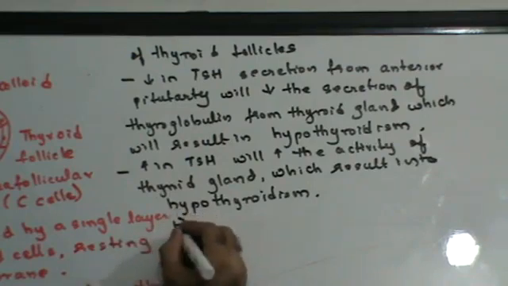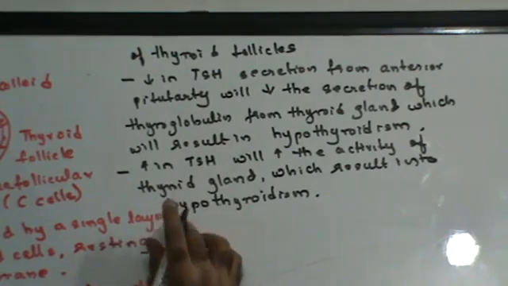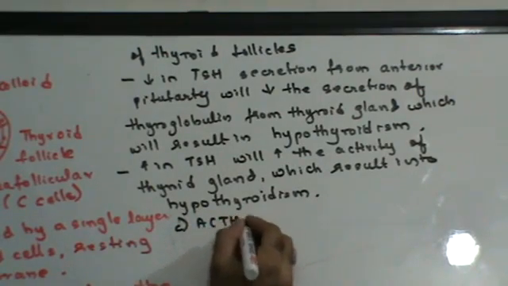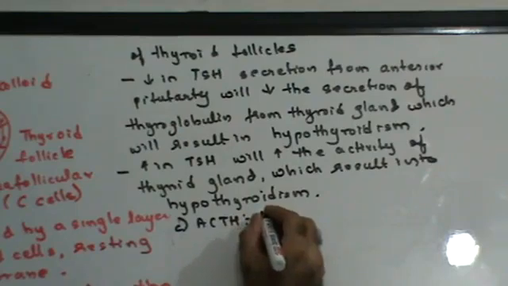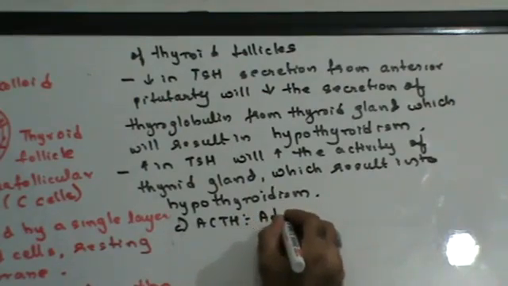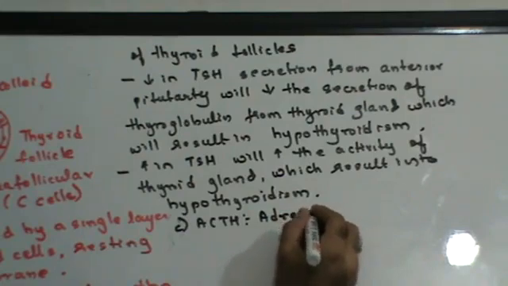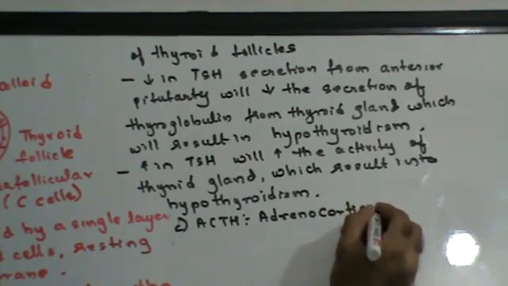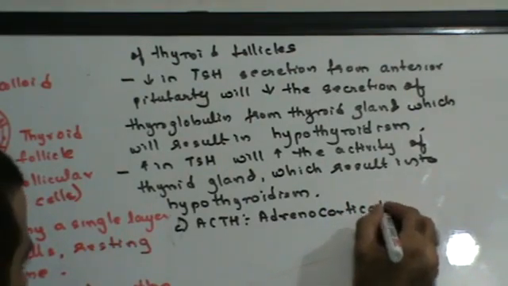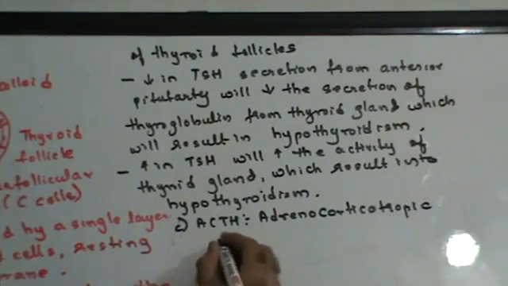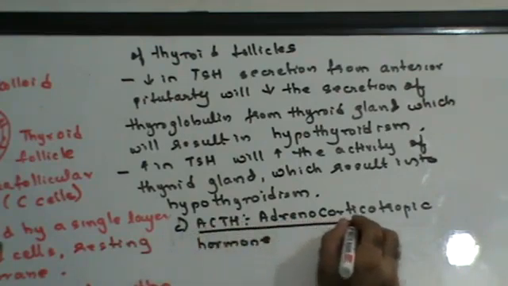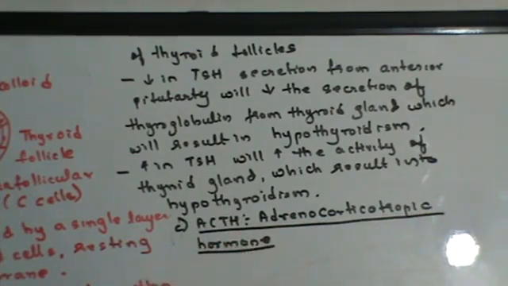Now the third hormone that is secreted by anterior pituitary is the ACTH. ACTH stands for adrenocorticotropic hormone. The adrenocorticotropic hormone, ACTH, right? Now, what does it do?